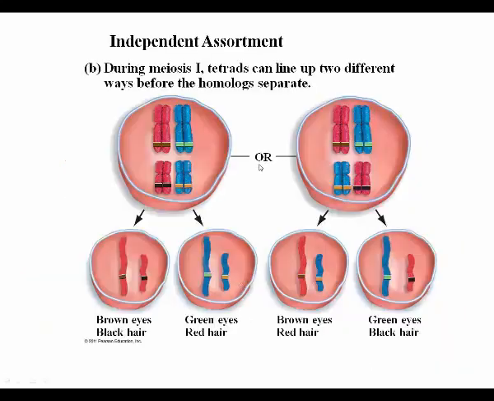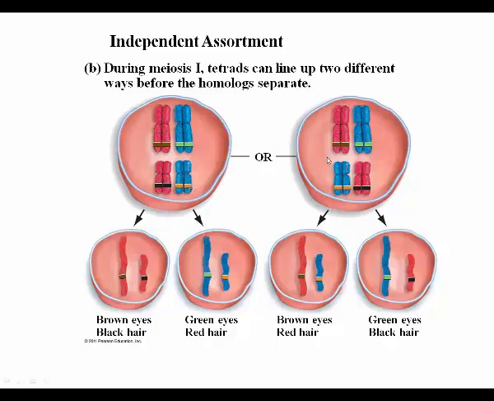Let's apply this to alleles. Remember that along the length of chromosomes there are hundreds of genes. And in this situation, the maternal chromosome that I received from my mom is carrying the brown eye allele. The paternal chromosome is carrying the green eye allele. On another pair of chromosomes, there is a gene for hair color. The maternal chromosome is carrying the black hair allele. The paternal chromosome is carrying the red hair allele.